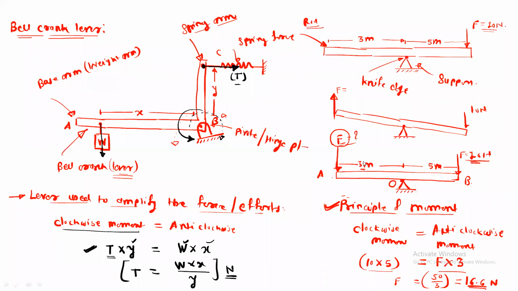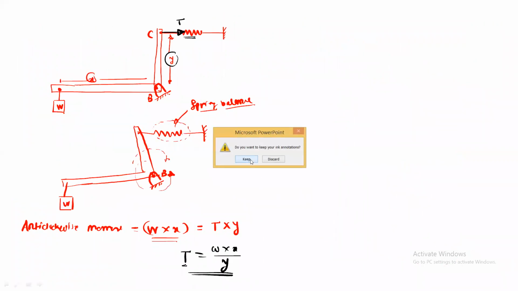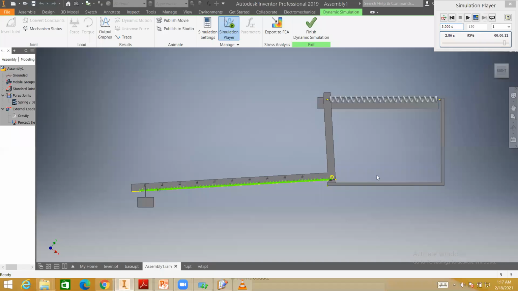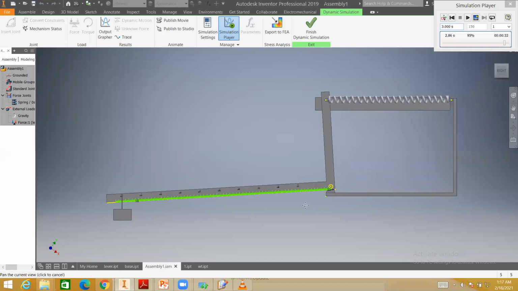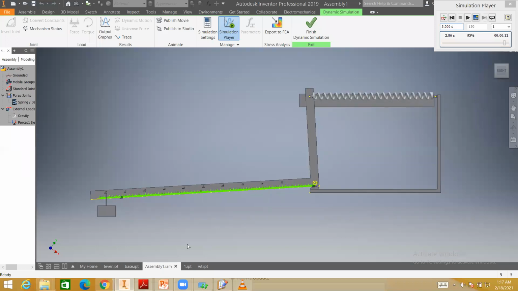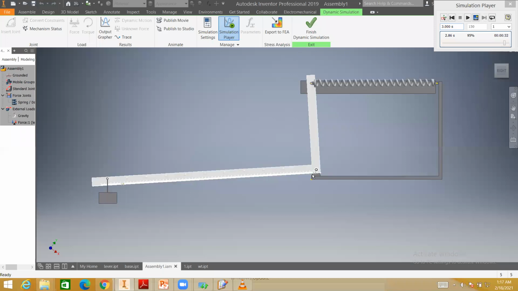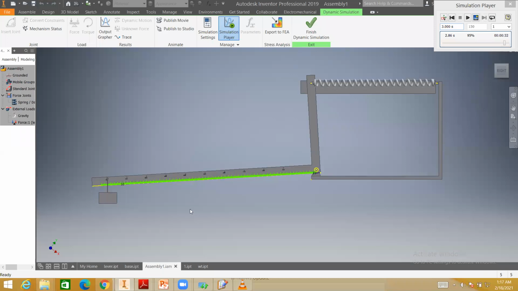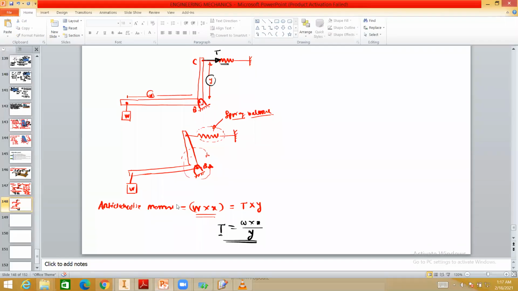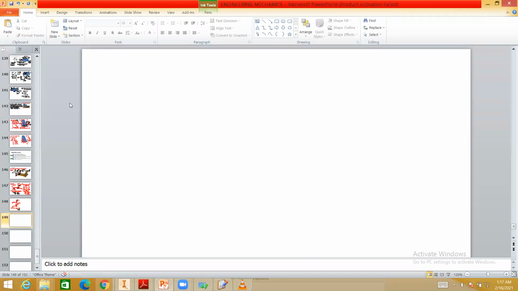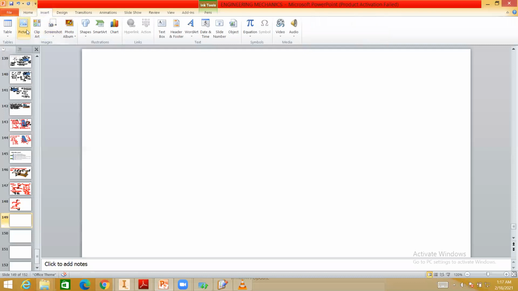In the virtual experiment, as you can observe here, it is the same setup. We will connect the weight at different locations with respect to point B, and then we will find out the value of tension T theoretically. Virtually we cannot verify the value, but theoretically we can find out what the value of T is. So you can note down the diagram for this experiment.